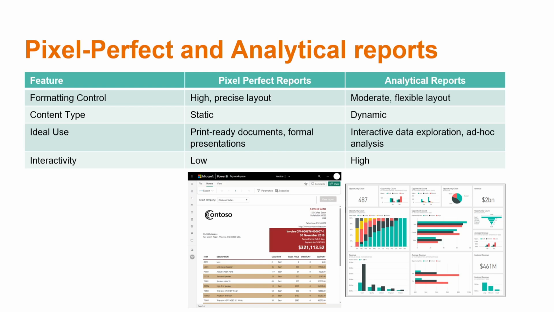A pixel perfect report is a type of report that is designed with meticulous attention to detail, ensuring that every element on the page is positioned exactly as intended, down to the individual pixel. These reports are often used when the visual representation and layout are critical, such as official documents, financial documents, invoices, or print ready materials like that.